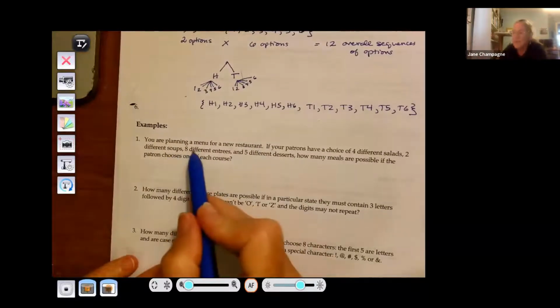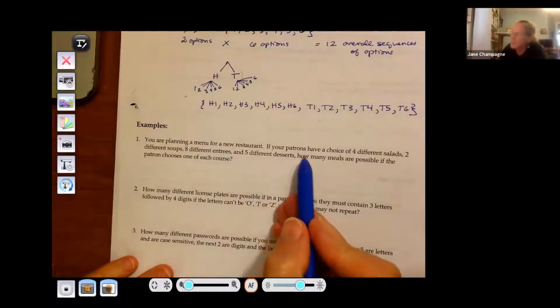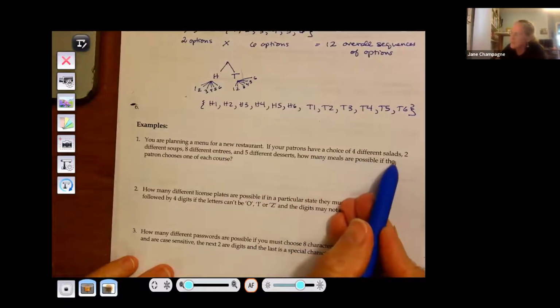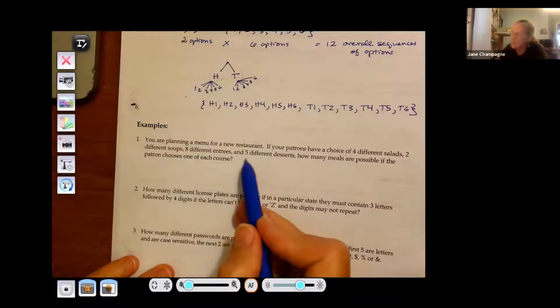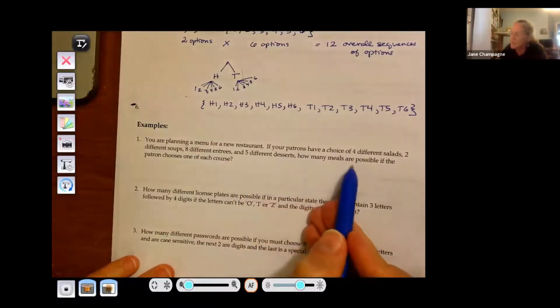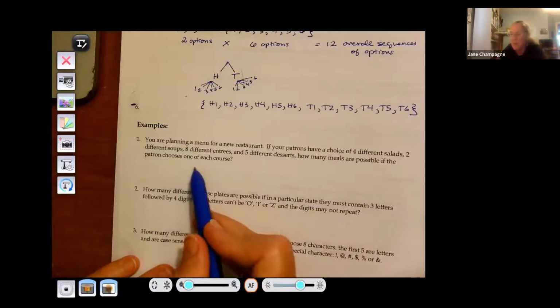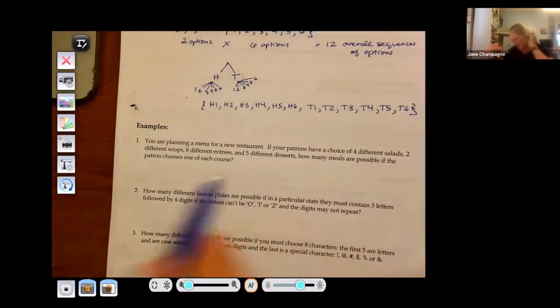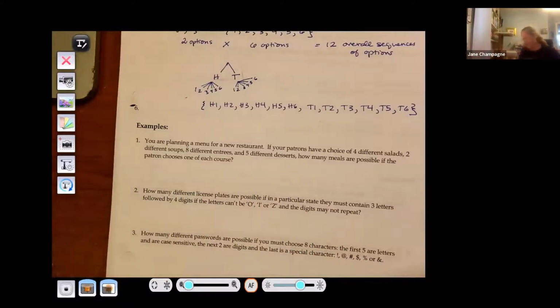Suppose you're planning a menu for a new restaurant. If your patrons have a choice of 4 different salads, 2 different soups, 8 different entrees, and 5 different desserts, how many meals are possible if the patron chooses 1 of each course? All right, so here we've got several things going on, and you could potentially draw a tree.